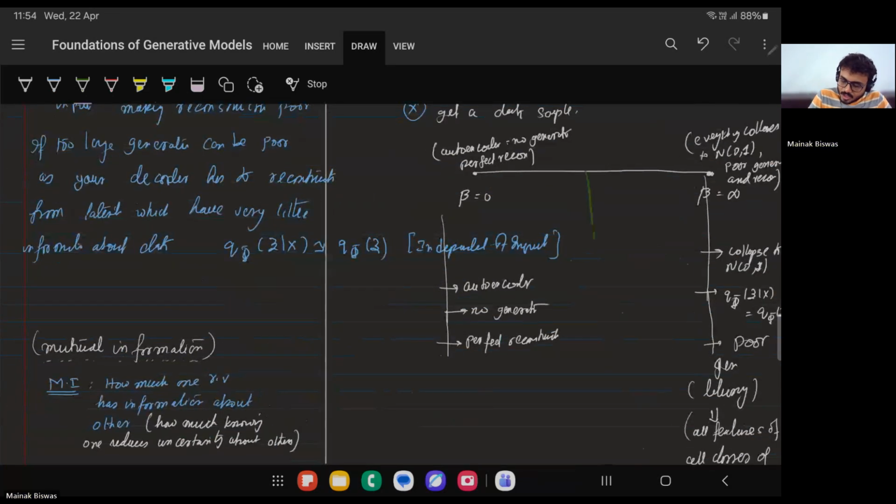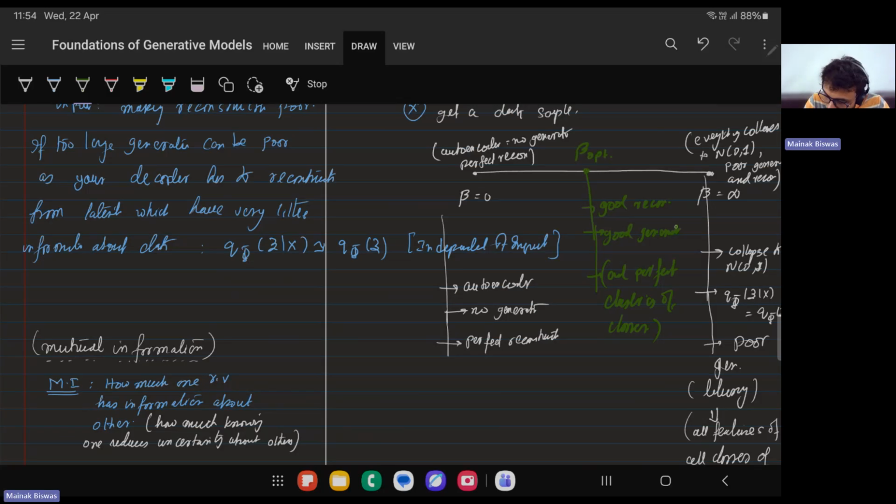Somewhere in the middle, you will have okay reconstruction, okay generation, or rather we say good reconstruction and good generation, and perfect clustering of classes. We'll see what this means. This is because it will give you such a distribution that it will look like normal 0, 1. You will be able to sample good generation. So this is the optimal beta, where you will get good reconstruction and good generation.